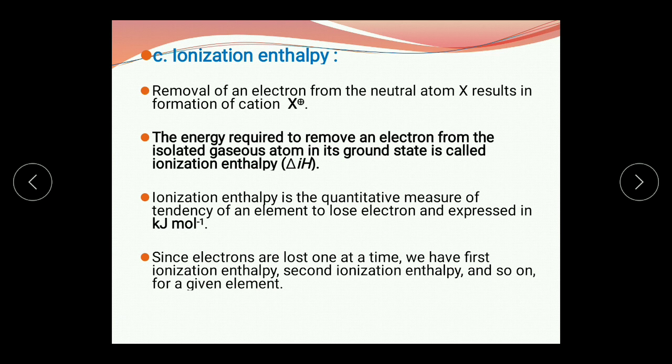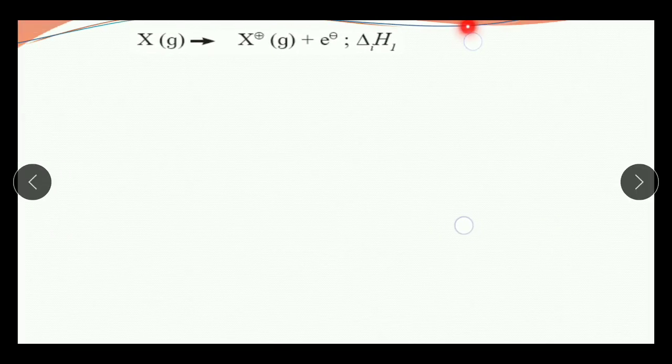When the second electron is removed, it is called second ionization enthalpy, and so on for that given element. Suppose one electron is removed, it is first ionization enthalpy, written as delta I H1. What is I? I is for ionization enthalpy, and 1 is for removal of the first electron. Now we are going to remove another electron from this X plus ion. So X plus gives another electron and gets converted into X plus 2 ion. This is delta I H2, that means second ionization enthalpy.